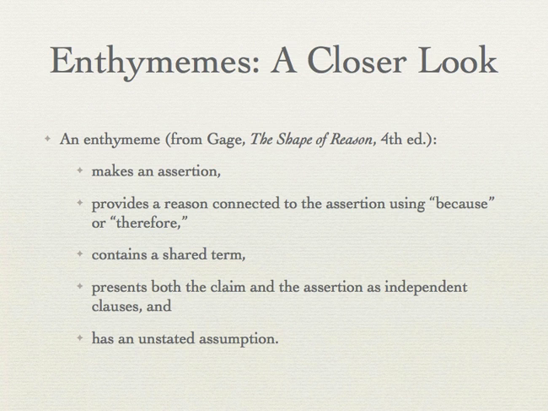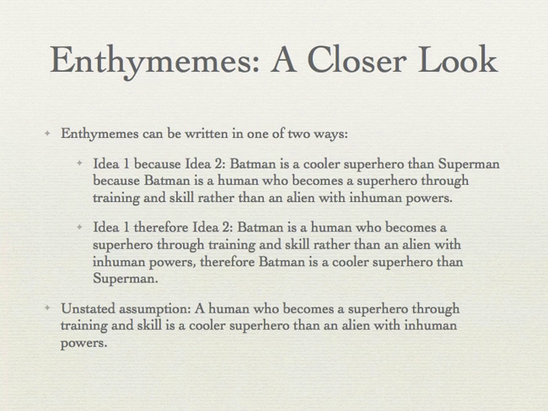Now, the fourth condition to be an enthymeme: the claim and the assertion must be presented as independent clauses. So let's take a look. Batman is a cooler superhero than Superman. We could put a period there. Is that a complete sentence? Yes, it's an independent clause. There's a subject, Batman. There's a verb, is. And that's all a complete sentence needs. It's not dependent on anything. Batman is a cooler superhero than Superman. Period. Independent clause. Let's take a look at the reason. Batman is a human who becomes a superhero through training and skill rather than an alien with inhuman powers. Yes, that's also an independent clause, and we could look into that.